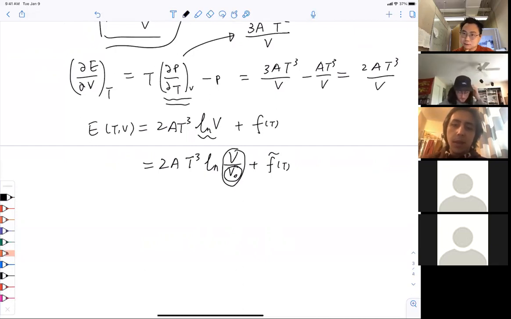I had a kind of follow-up question on this. In our second homework, I think the equation of state had T to the power 1.1 or 1.2 or something, which also doesn't make sense dimensionally, right? Yeah, that's true.